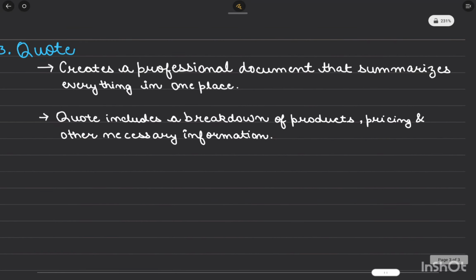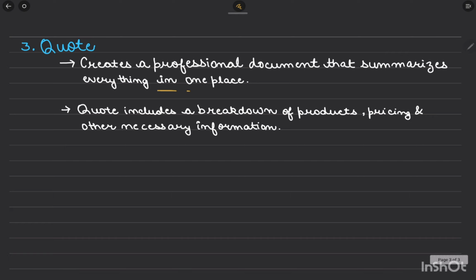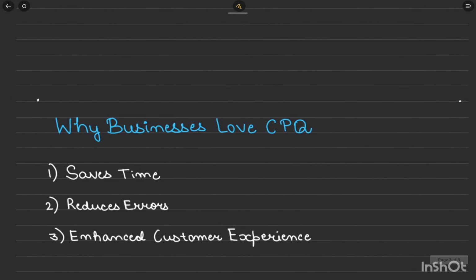Next is your quotations, right? So a quotation is a professional document that summarizes everything in one place, right? It is a breakdown of your product, the pricing, and any other necessary information like the discount, right? As an example, instead of spending time formatting a quote, salespeople can just, by click of a button, have CPQ generate a ready-made quote with the necessary details that should be there, right? So that is another benefit of your CPQ.